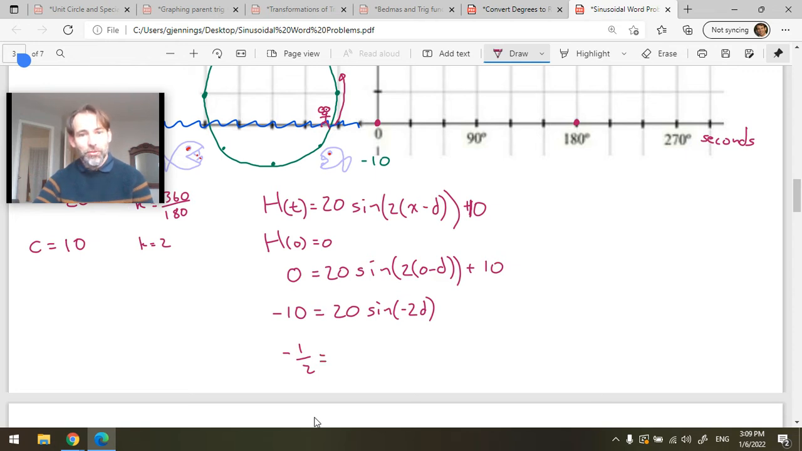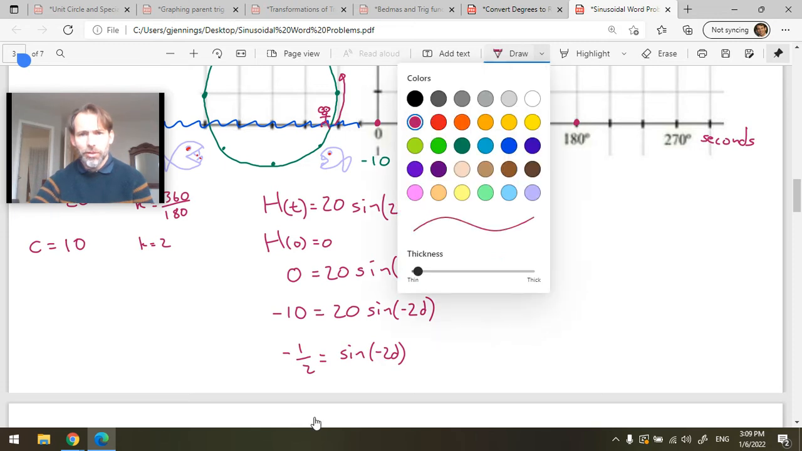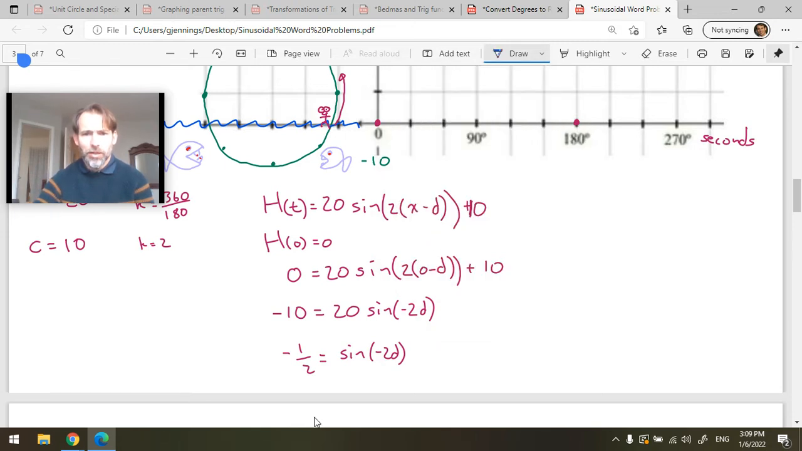Negative 1/2 is equal to sine of negative 2d. All we did there was, I'll just show your inverse operations, Mr. Jennings. You might as well show them. Minus 10 to both sides. Divide both sides by 20. Okay, and then that's how you get this line. Now you have something that you can solve for this.